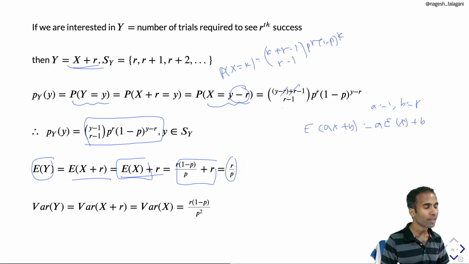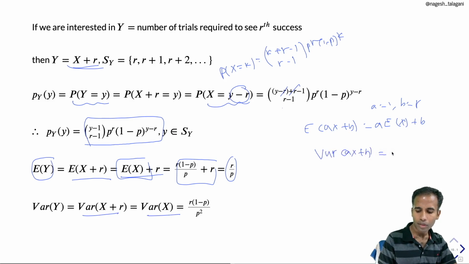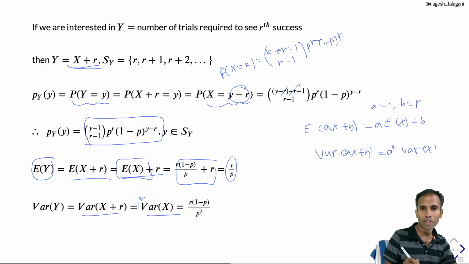Similarly, the variance of Y, that is the variance of X plus r, is going to be the same as the variance of X. The reason is that the variance of aX plus b equals a squared times the variance of X. Here a equal to 1, b equal to r, so it's simply 1 squared times the variance of X, and 1 squared is anyway 1. So the variance of Y is the same as the variance of X, which is r times (1 - p) by p squared.